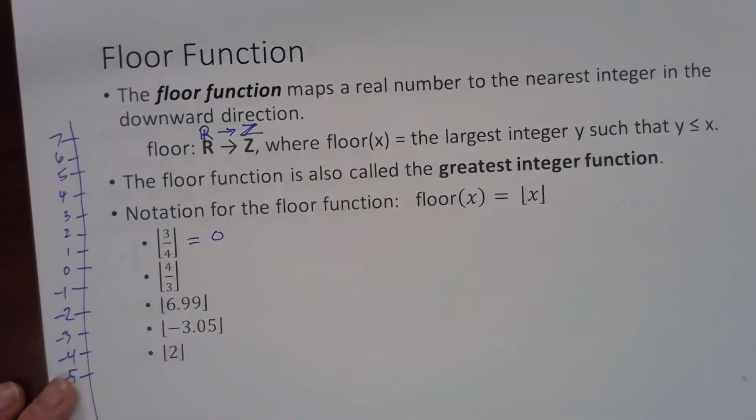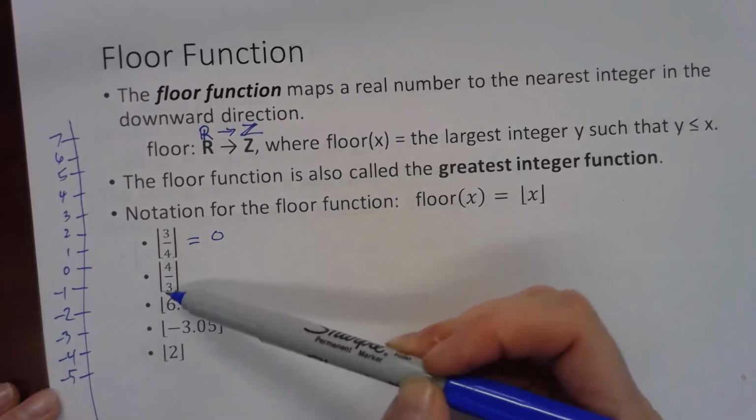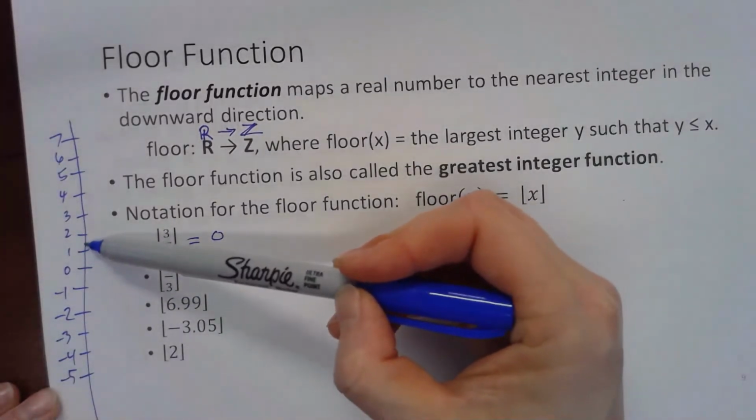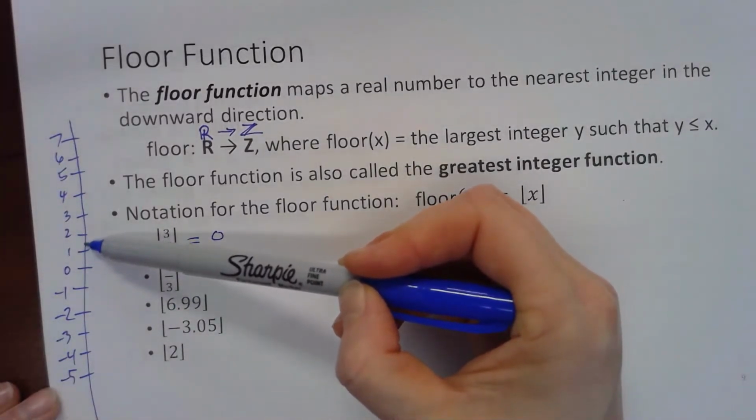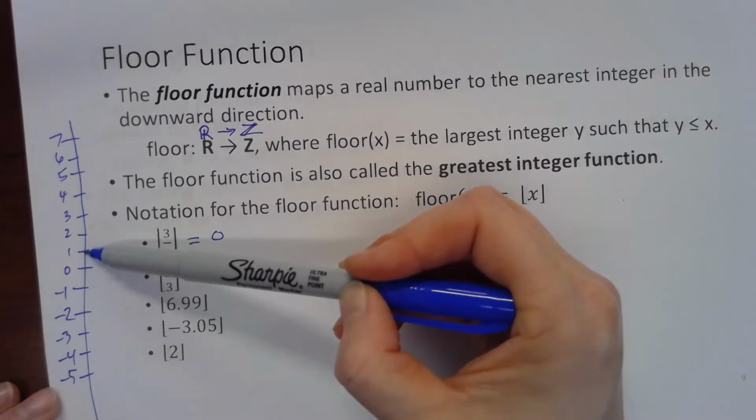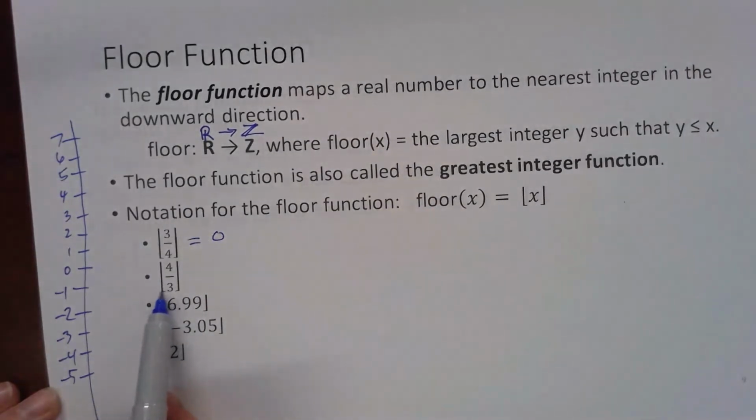If I go to 4/3, well, that's like 1 1/3, so 1 1/3 is about right here. The floor function goes down to the next integer. So I just go down until I find the next integer, and I stop. That's at 1. So notice the little marks on the bottom that tell you I go down until I get there. So this one is 1.